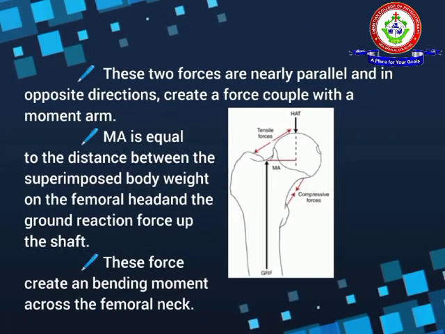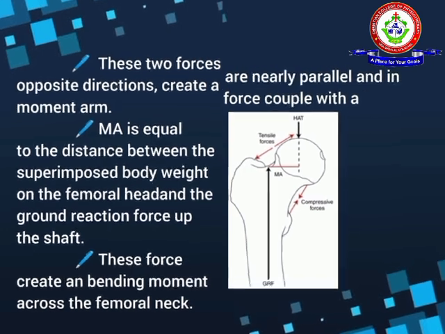These two forces are nearly parallel and in opposite directions, which create a force couple within the moment. The moment is equal to the distance between the superimposed body weight on the femoral head and the ground reaction force up to the shaft. These forces create a bending moment across the femoral neck. In this picture, you can see how the tensile force and compressive force act.